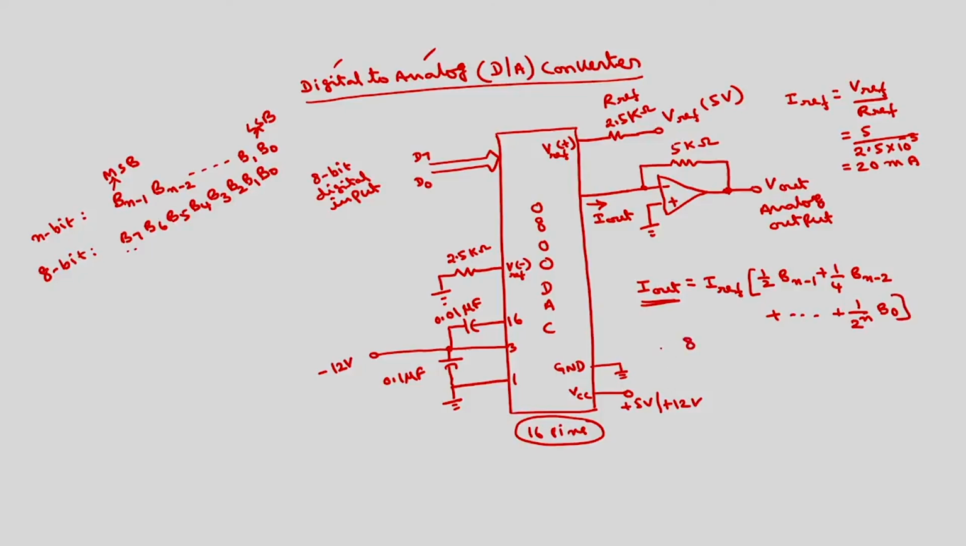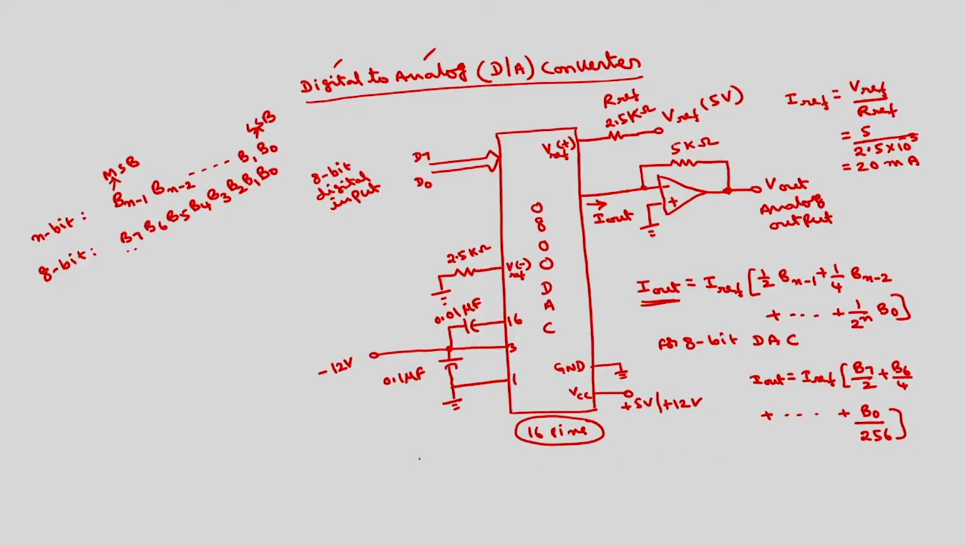If it is for 8 bit, n becomes 8. So this I out is equal to I reference into B7 by 2 plus B6 by 4 plus so on up to B0 by 2 raised to the power of 8, which is equal to 256. So I reference is 20 milliamps.